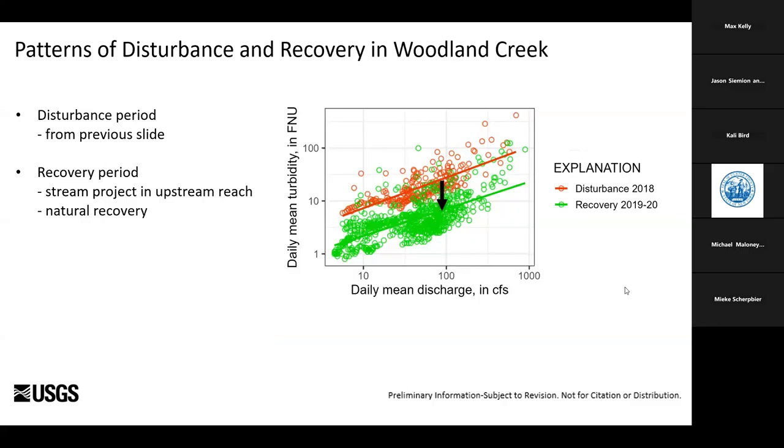So now we have that same disturbance period from the previous slide, and we are now looking at a recovery period where we had a stream project in the upper reaches of Woodland. So the stream is no longer in contact with those sources, including that one I showed on the previous image, and some natural recovery resulting in substantial decreases in turbidity through the range in discharge.